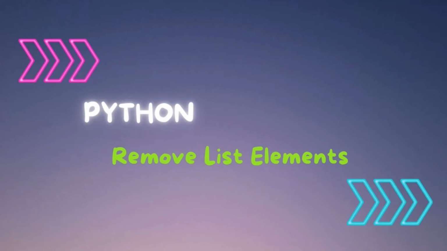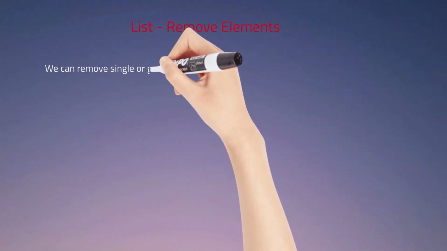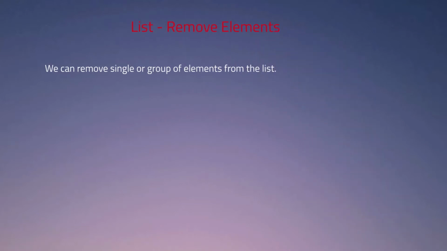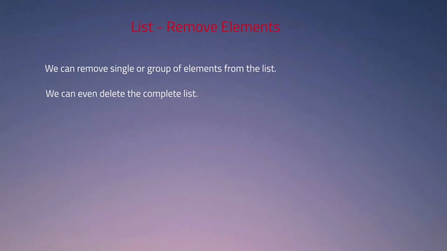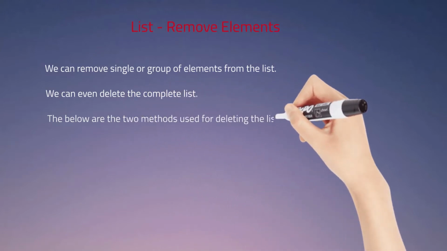In this video, we will discuss how to remove elements from a list. We can remove a single element or a group of elements from the list. Even the complete list can be deleted with all its elements. There are two methods which are used to remove elements from a list.